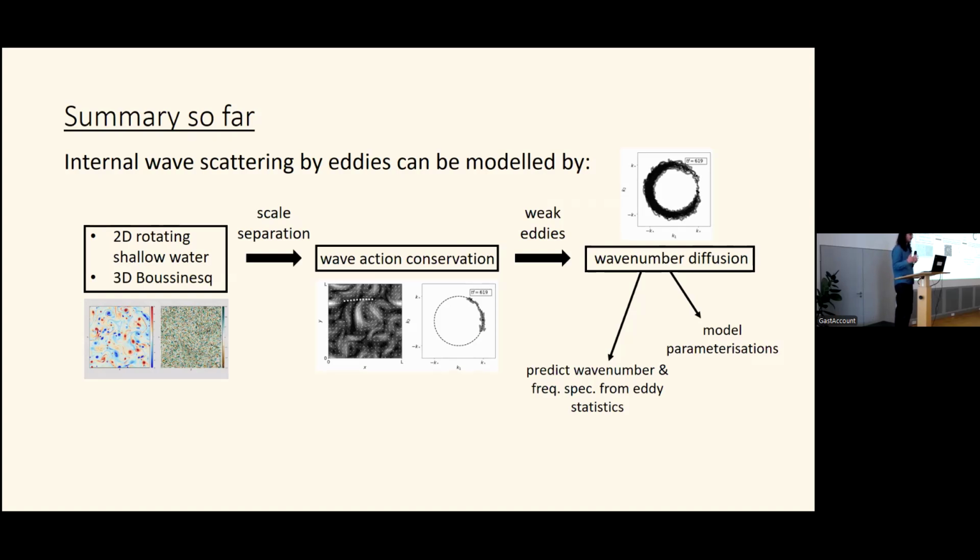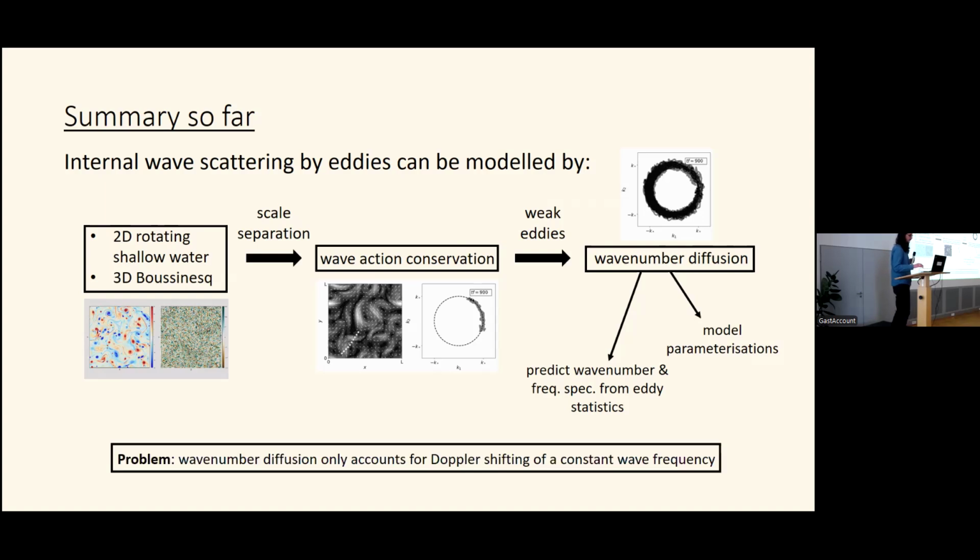But the Doppler shift is not the only inhomogeneity that the waves experience. So far, we assume that the intrinsic frequency of the waves is constant, and the only thing changing in the wave frequency is the eddy. But you know, in the BCMS system, you might have variable stratification. In the shallow water system, you have variable layer depth, and these things aren't accounted for so far. So what I'm going to address in the rest of this talk, pretty briefly, is accounting for other forms of inhomogeneities in the wave frequency.